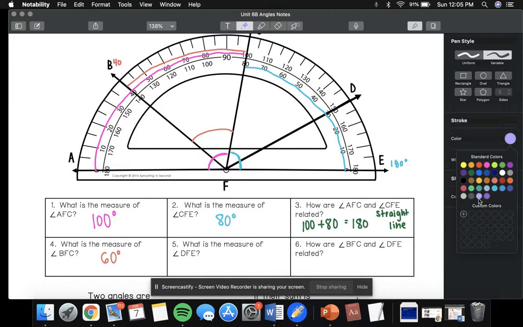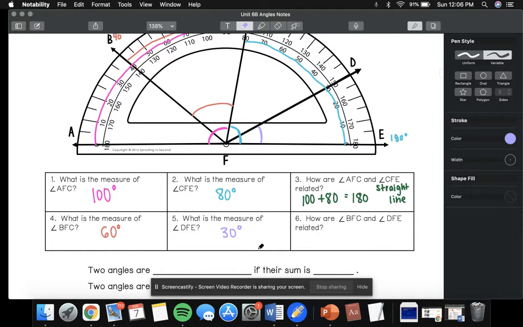Okay. What is the measure of angle DFE? So D is right here, F is right here. So we're talking about this angle right here. I'm going to have you guys make your guess. Okay. You could either go from 0 to 30 and say that's 30 degrees, or on top you could go from 150 to 180. This is also 30 degrees. Okay. How are angles BFC and DFE related? Okay. Well, they're not really touching or anything, but I noticed that 60 plus 30 equals 90 degrees. So I notice that it creates a right angle, or becomes 90 degrees.